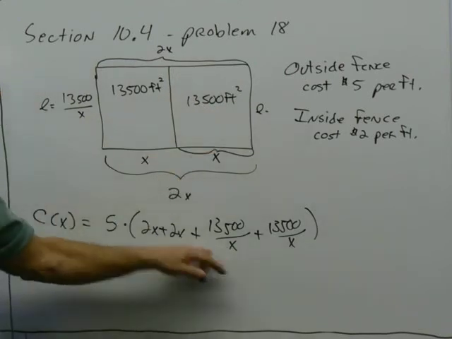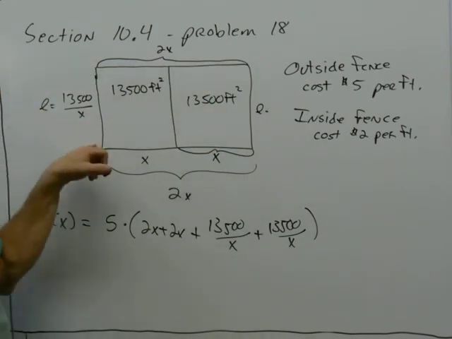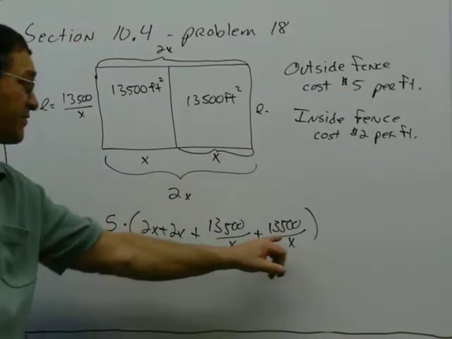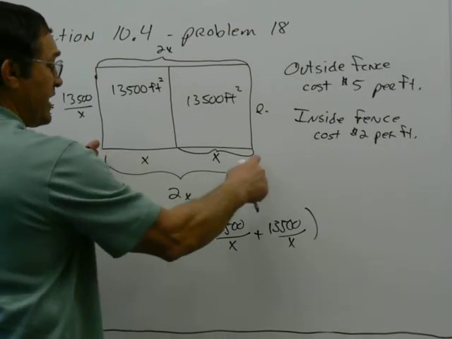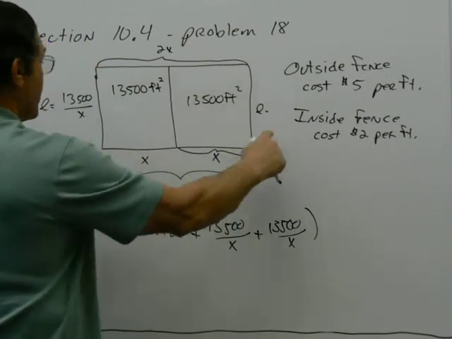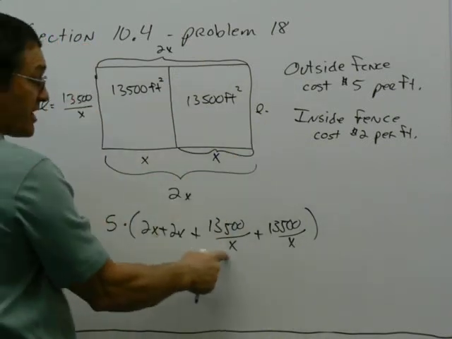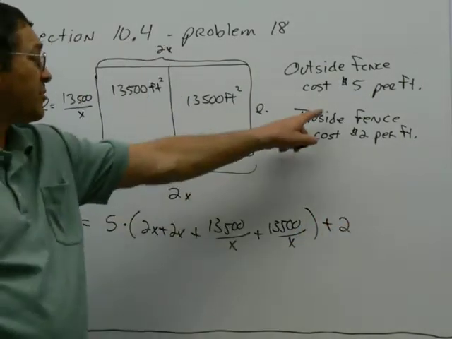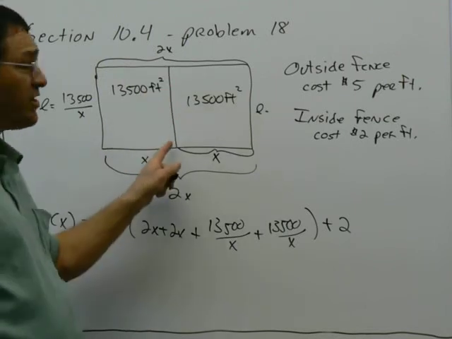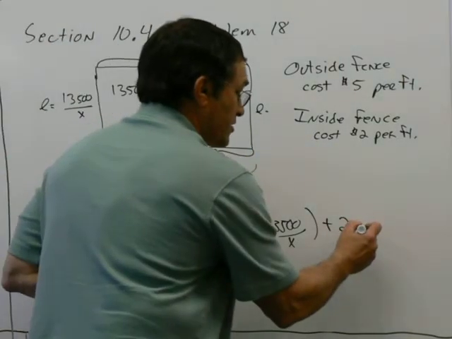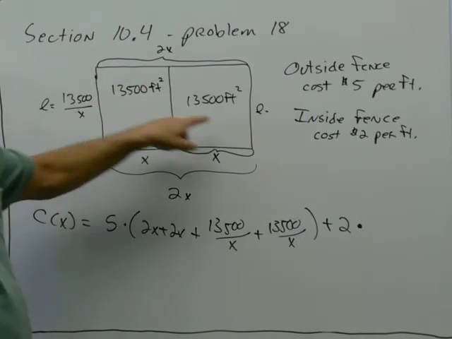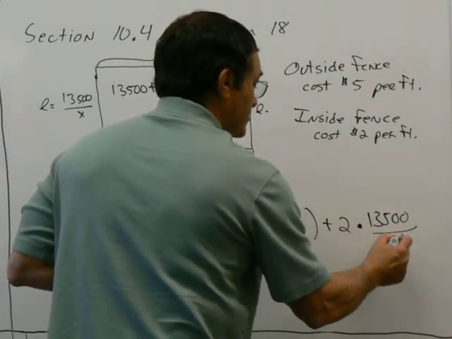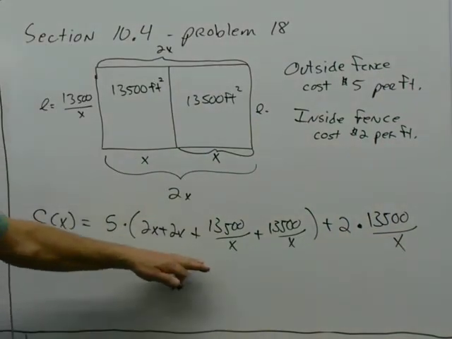Now, what I've done right here is I looked at all the fence on the outside part of the plot. It's going to cost me $5 per foot. And I put $5 times however many feet. And the number of feet I have on the outside is 2x plus 2x, these two parts. And I have L plus L, or 13,500 over x plus 13,500 over x. Now, what about the inside part of the fence? Well, that's just this one section right here. And it's going to be $2 times, well, what is this length right here? Well, it's the same as L. It's 13,500 over x. So that's a rough draft of my cost function.